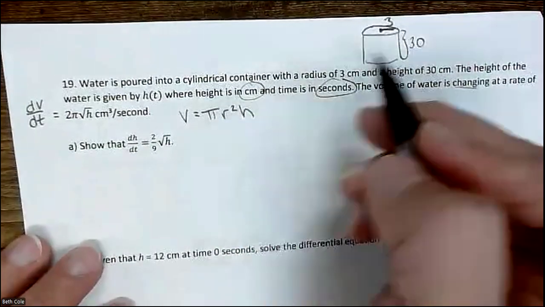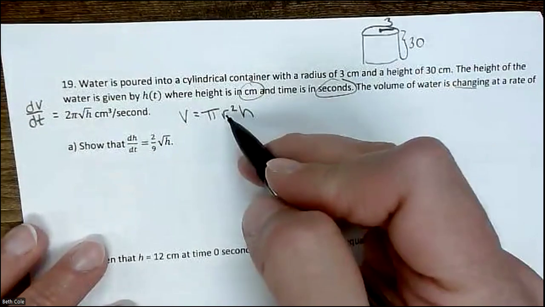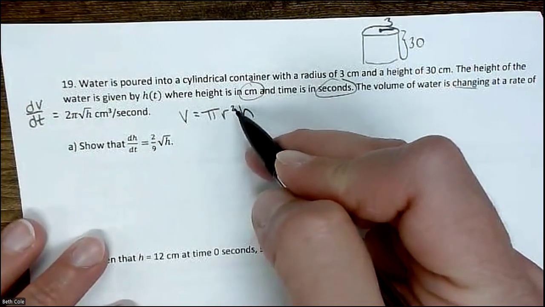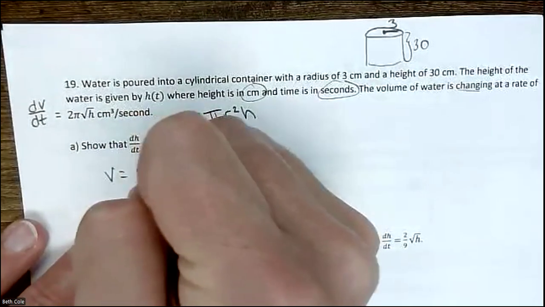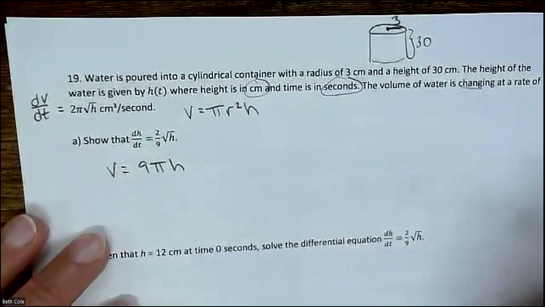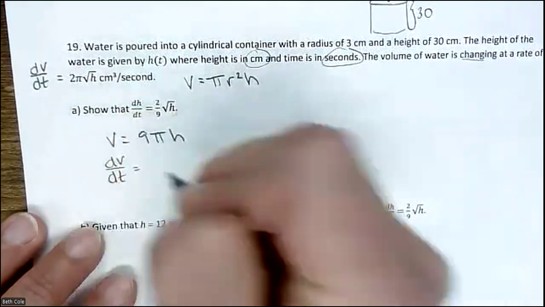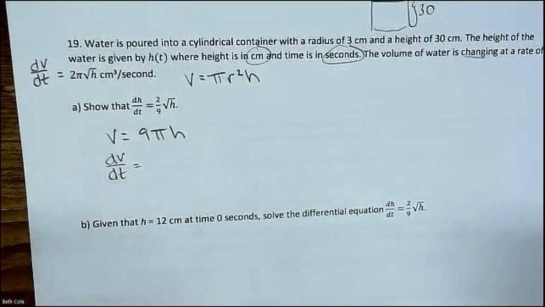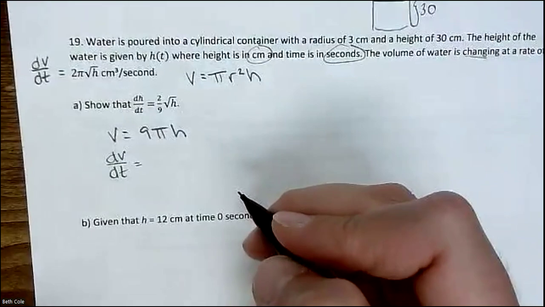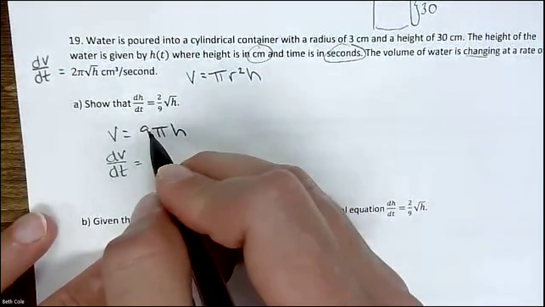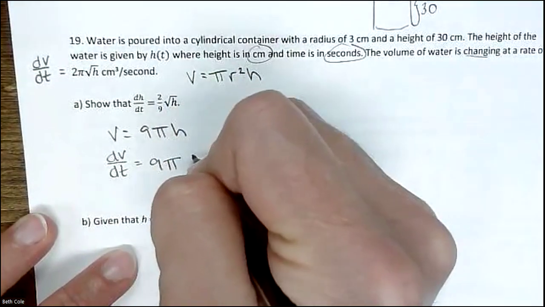All right, now what is our radius, which isn't changing? 3. So 3 squared, 9. So it's 9 pi h. And then we're going to do a derivative. So dV dt equals, what's your derivative of 9 pi h? And do not overthink it. It's 9 pi.